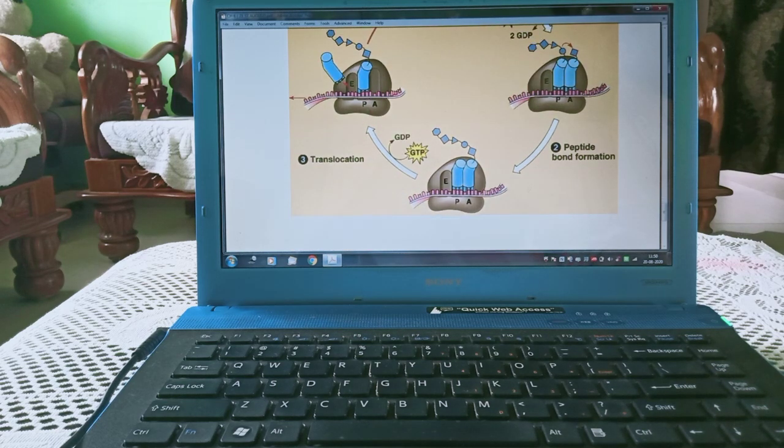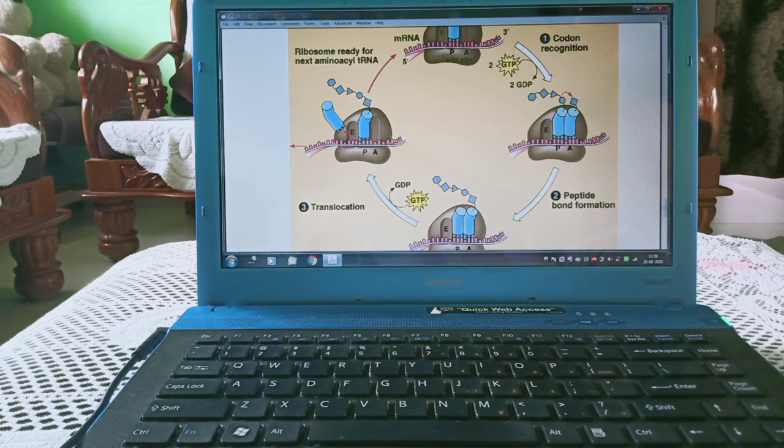Now peptide bond formation. You can see in what manner. After release, it is attached to this and a single chain is formed. Now translocation. Translocation means now the place is changed. You can see this is after addition of GDP. GTP, guanosine triphosphate, is converting to GDP, guanosine diphosphate, and now this ribosome is ready for the next aminoacyl transfer RNA.